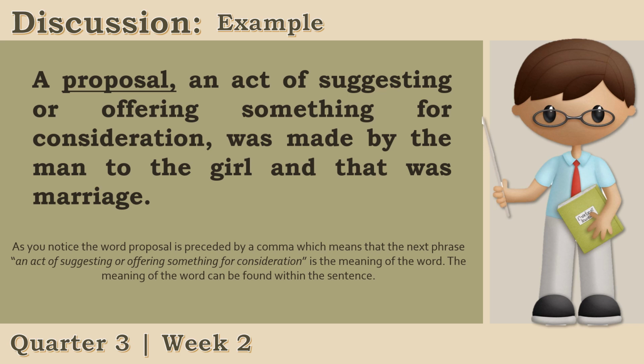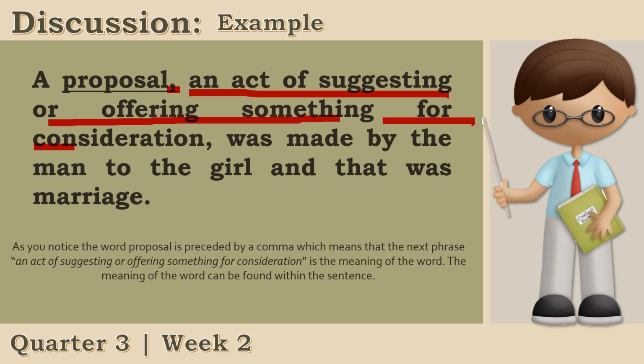As you noticed, the word proposal is preceded by a comma, which means that the next phrase, an act of suggesting or offering something for consideration, is the meaning of the word. So the meaning of the word can be found within the sentence. This example uses a context clue which is all about definition.